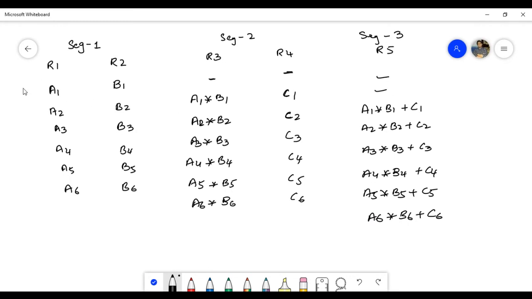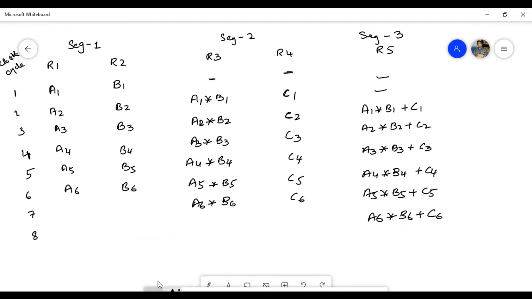If you want to write the clock here, you will write the clock cycle also. This is the clock cycle: clock cycle 1, 2, 3, 4, 5, 6, 7, and 8 here. The process will run till 8 clock cycles. So this is a small mathematical expression which is solved using the pipeline process. Let us go to the second part.